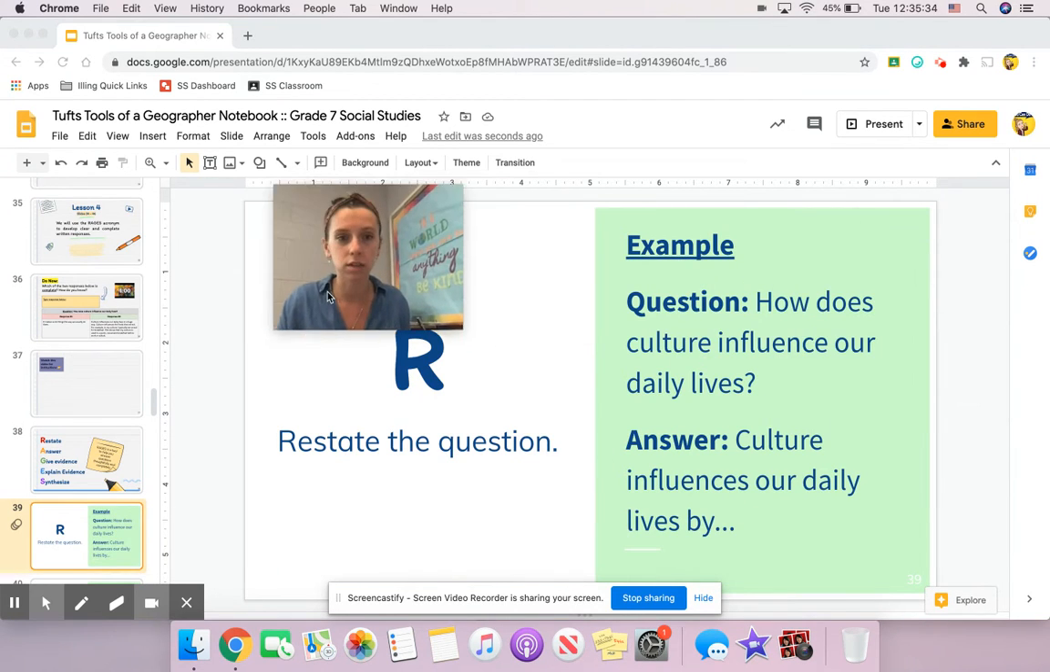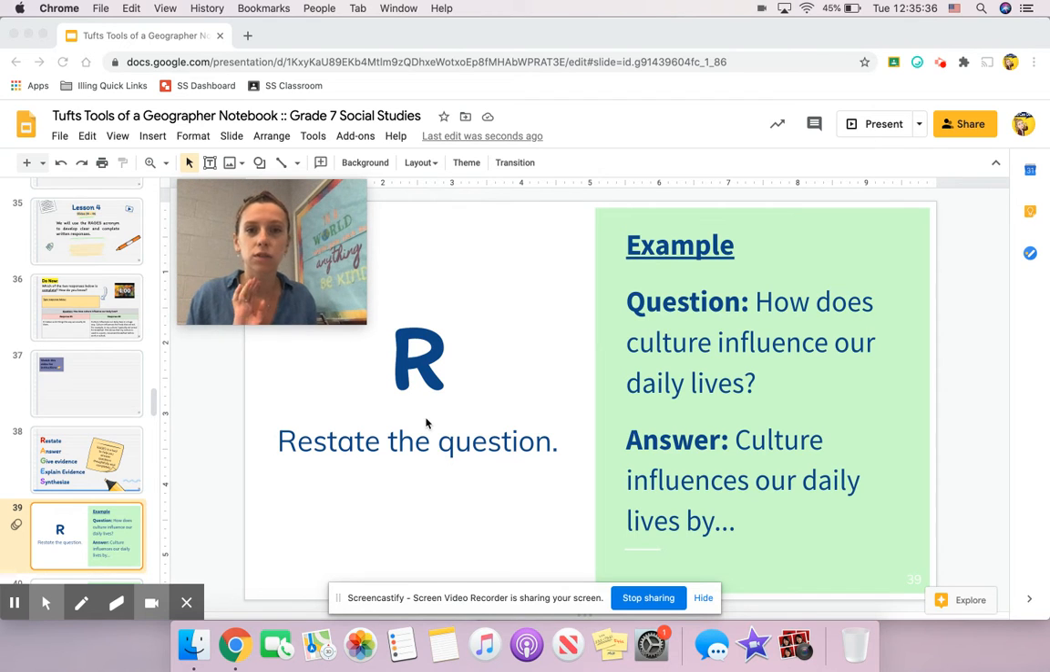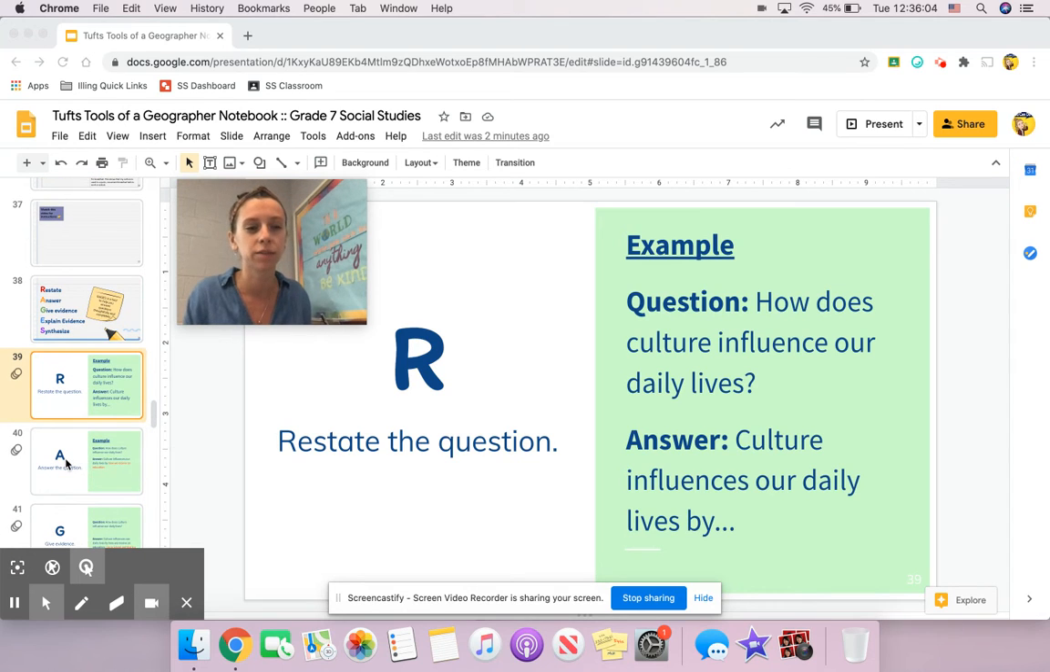Let me move my face. There we go. R stands for restate the question. So, an example. If you were asked the question, how does culture influence our daily lives? You would turn that question around, yes, TTQA, to say, culture influences our daily lives by. That is how you would start your response. You need to turn the question around or restate the question in order for it to be a complete RAGES response. Pretty simple, right? Not too bad so far.